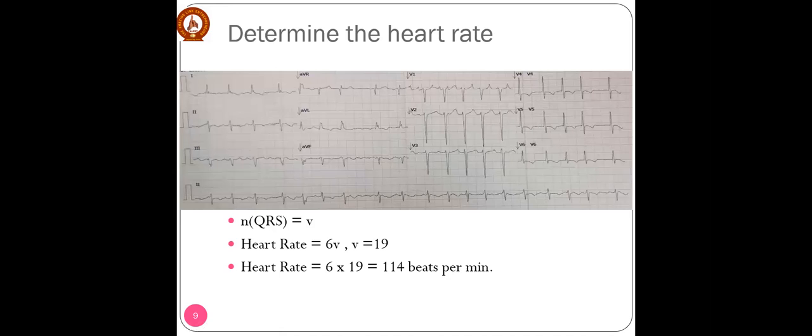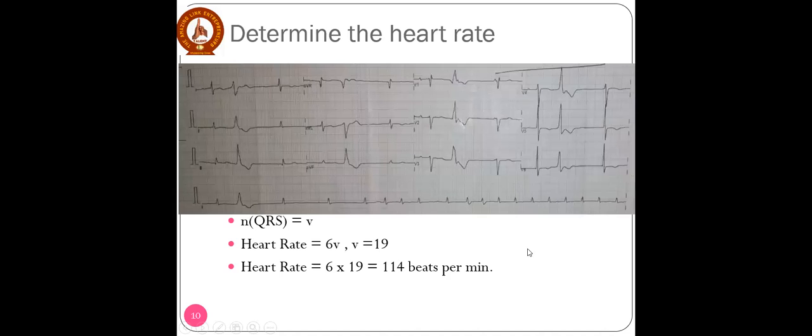This one is also similar. So determine the heart rate. Look at the focus on the long redeem strips. Look at it. The RR intervals are irregular. So let's determine V, which is the number of the QRS complexes within this long redeem strip. So let's count 1, 2, 3, 4, 5, 6, 7, 8, 9, 10, 11, 12, 13, 14, 15, 16, 17, 18, 19. So heart rate will be 6 times 19, 114 beats per minute.